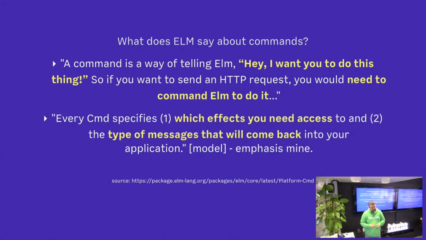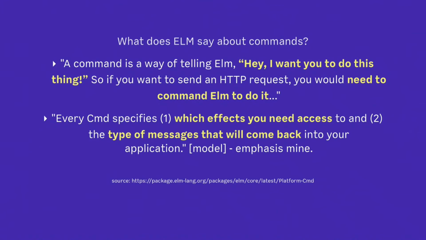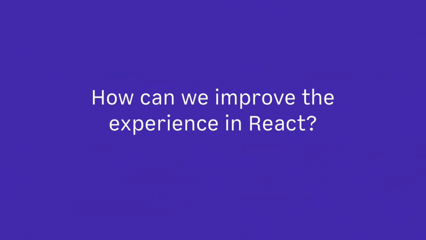And they're talking specifically about the commands here as well. And they say every command specifies which effects you need access to and the type of messages that come back. And I think this is where, for me, is the rub with a lot of the middleware in the React Redux ecosystem, because there's too much magic, and you have this state, and it just kind of magically updates. I don't know how, but it does, maybe, some point in the future. And for me, it's a bit too magical, and I feel like Elm is less magical. It's very predictable.